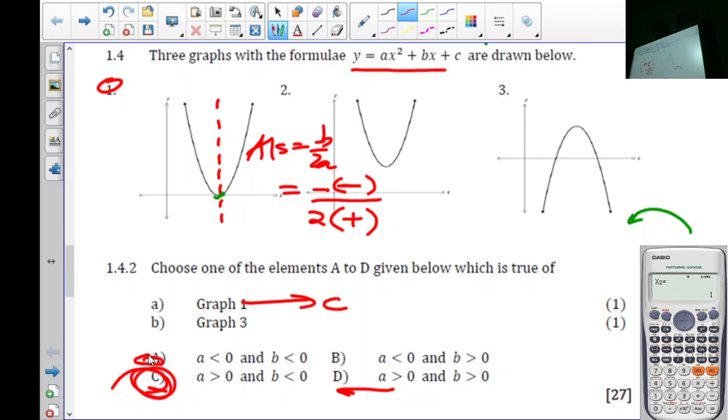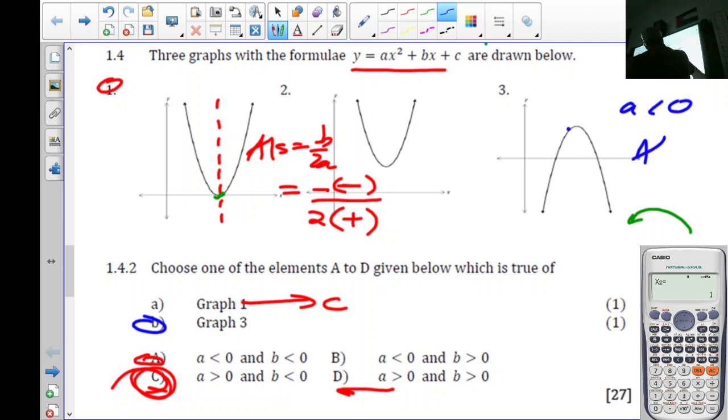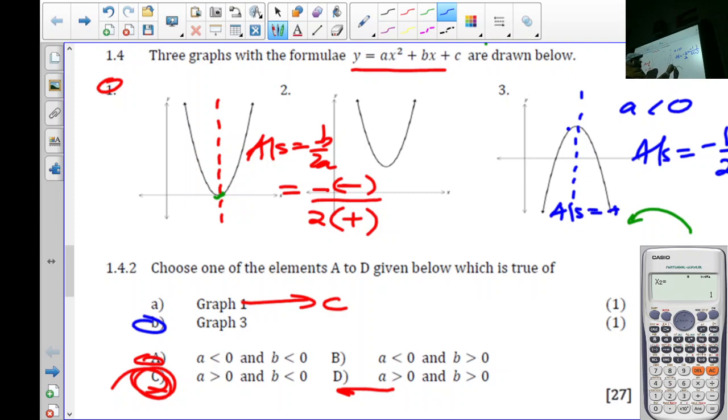Okay? If we look at number 3, let's use blue for graph 3. Here A is negative, as you can see the graph is frowning. So your axis of symmetry is minus B over 2A. A is negative, so negative divided by negative is a positive. Can you see that? But this axis of symmetry is also positive. So for this to be a positive axis of symmetry, B has to be positive. So A is negative and B is positive, which makes the answer B. Okay.